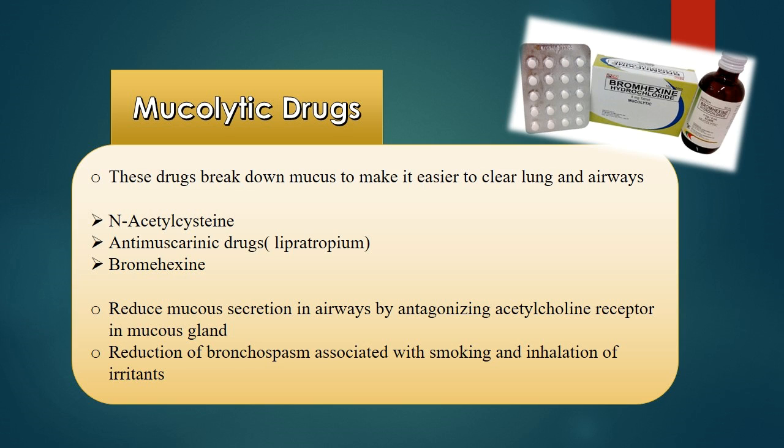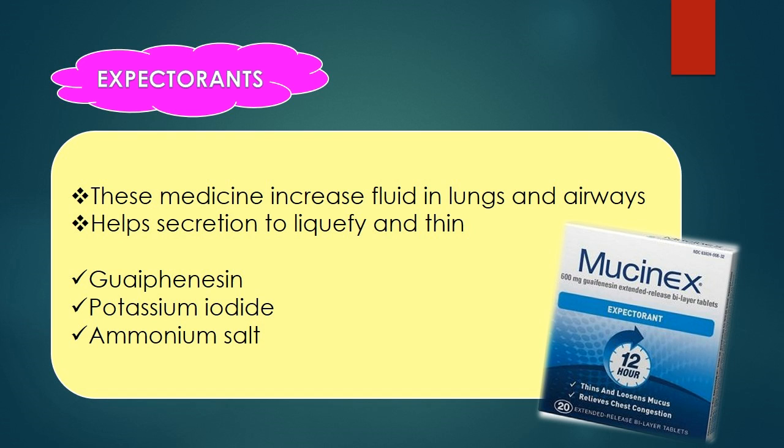Mucolytic drugs. These drugs break down mucus to make it easier to clear the lungs and airways. There are three types of drug: N-acetylcysteine, antimuscarinic drugs, and bromhexine. These drugs reduce mucus secretion in the airways by antagonizing acetylcholine receptors in mucus glands, and they also reduce the bronchospasm associated with smoking and inhalation of irritants.